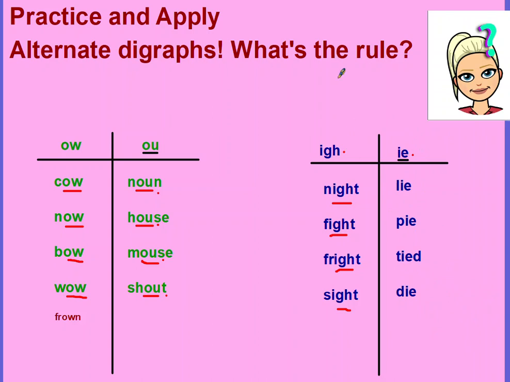Okay, so the rule here is if it's in the middle, you're using OU, and if it's at the end, you're using OW. And the same over here. If it's the IE, it's normally at the end of a word, and if you're using IGH, it's generally in the middle of the word. But like I said, there is always an exception to every rule, but that is a good guideline to help you.